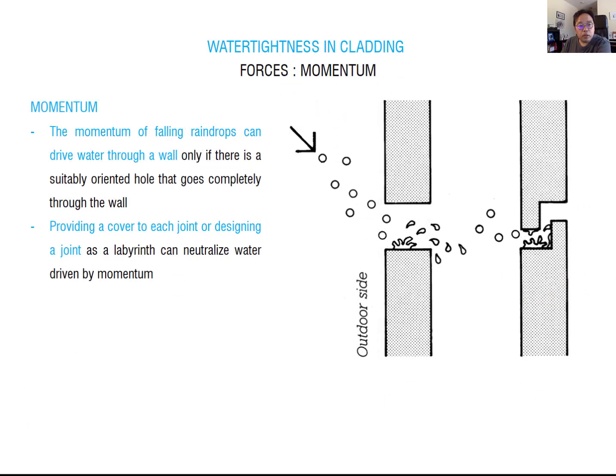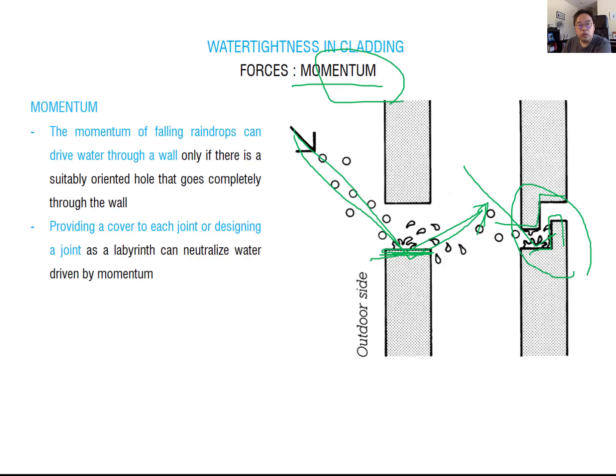Next one is momentum. Momentum is a refracting force. When water touches a flat surface, it always refracts. So when you design a flat edge for your cladding, water always comes into your assembly because of the momentum force. To protect against this, you can consider a labyrinth joint. You can make a small dam in the labyrinth joint, so it protects against water refraction. This is how you consider momentum forces when designing the cladding.